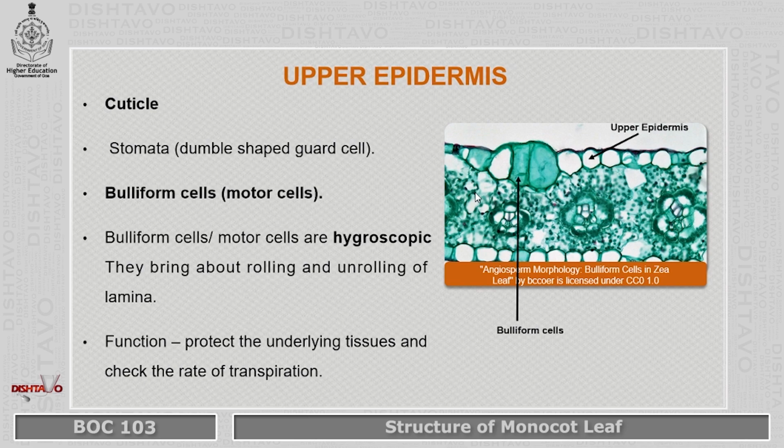The stomata of monocot leaf are dumbbell shaped. This is a characteristic feature in monocot leaf. Some of the cells in the upper epidermis are thin walled and large. They are called as the bulliform cells. Bulliform cells are hygroscopic in nature. They help the plant in rolling and unrolling of the leaf lamina when the weather changes. The main function of the upper epidermis is to protect the tissues below and also to check the rate of transpiration.